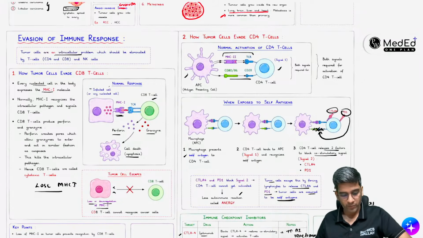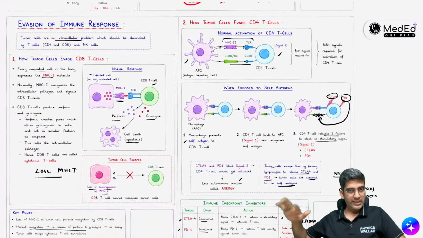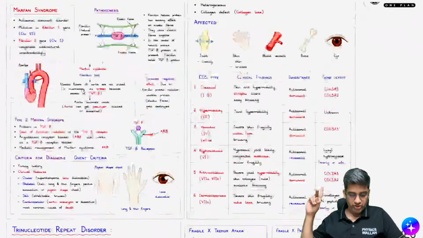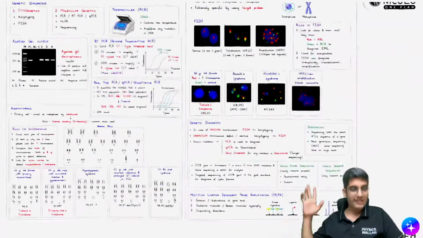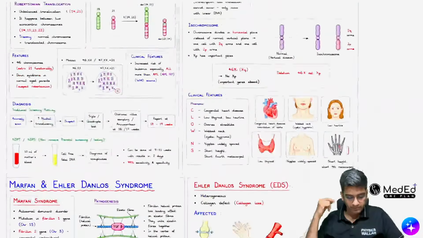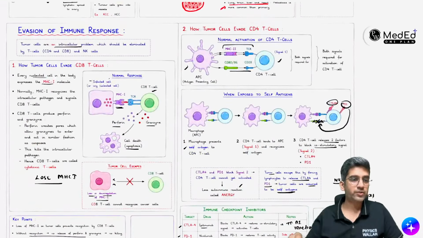Any doubts, do let me know. I'm calling it off today. We'll look at Down's, Turner's, Ehlers-Danlos, Marfan's, and your trinucleotide repeat and your genetic diagnosis and others in the next class. Fine. Sorry for it. Throat is cracking a lot.